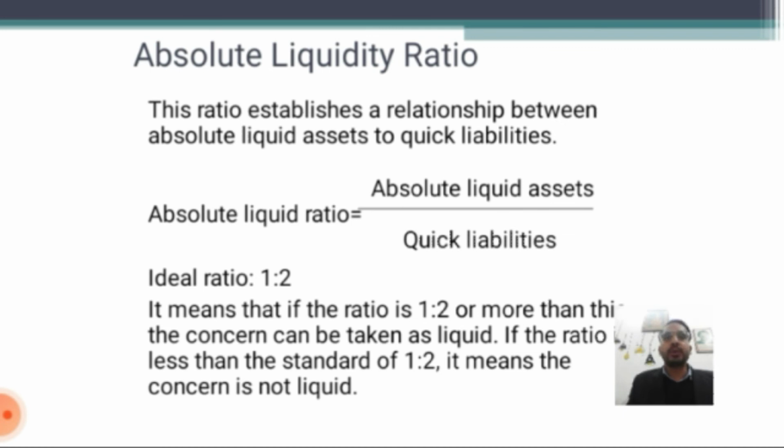And last one, absolute liquidity ratio. The ratio establishes a relationship between absolute liquid assets and current liabilities. Absolute liquidity ratio is equal to absolute liquid assets divided by current liabilities. Ideal ratio is 1:2. It means that if the ratio is 1:2 or more, the concern can be taken as liquid; if the ratio is less than the standard of 1:2, the concern is not liquid. Thank you.